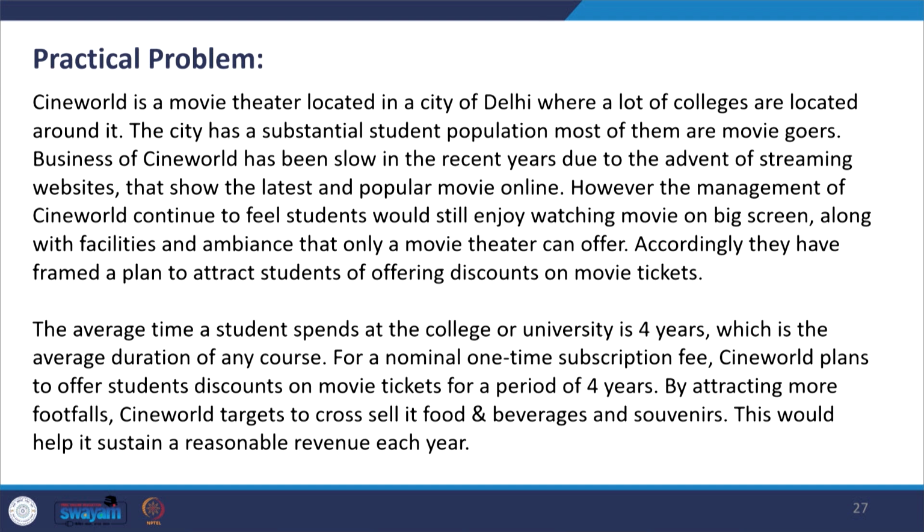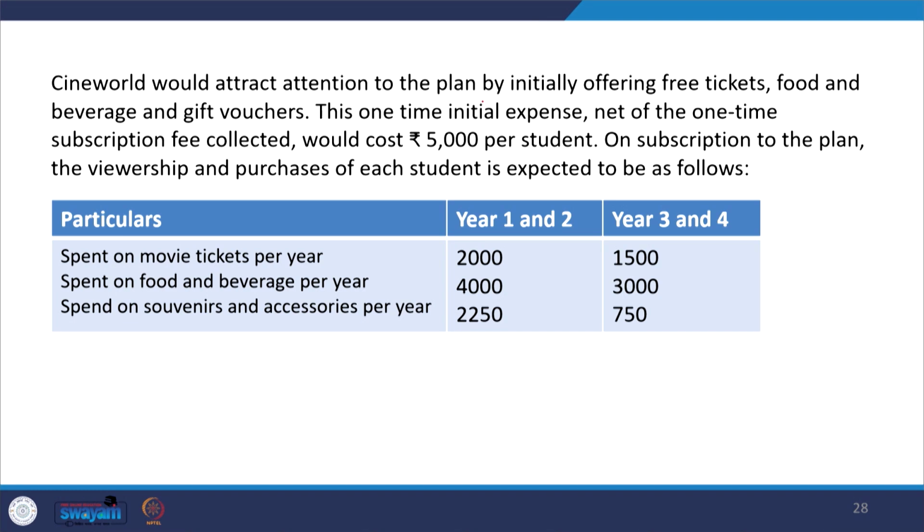This would help it to sustain a reasonable revenue each year. What they are thinking is, we will give them some discounts and get the students to the theatre, and once they come we can sell more food items and souvenirs, and generate profits out of it. Cineworld would attract attention to the plan by initially offering free tickets, food and beverage, and gift vouchers.